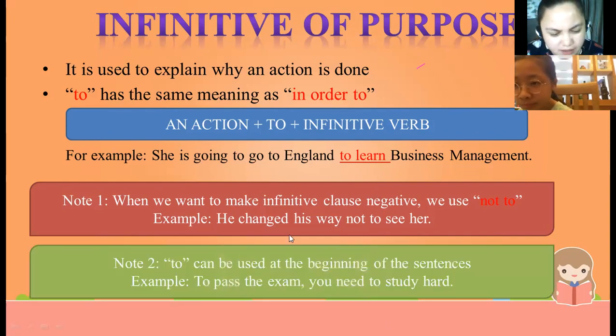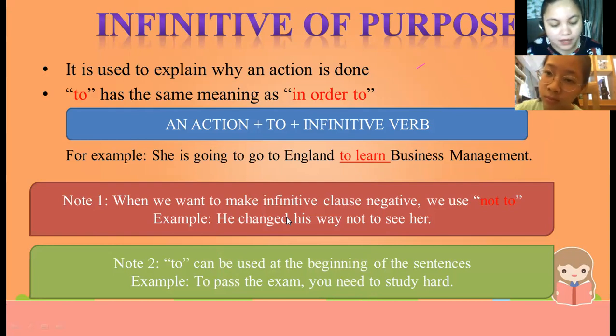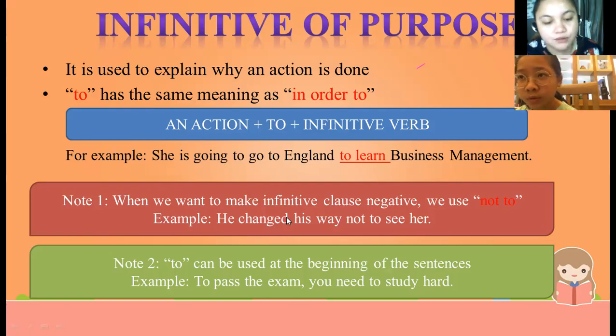All right. So this one is the other use. To can be used at the beginning of the sentences. So here's the example: To pass the exam, you need to study hard. As you can see, the word to is at the start of the sentence. So let's make an example: To be a good student, you must obey your teachers. How about you, Laura? Make a sentence using the word to at the beginning.